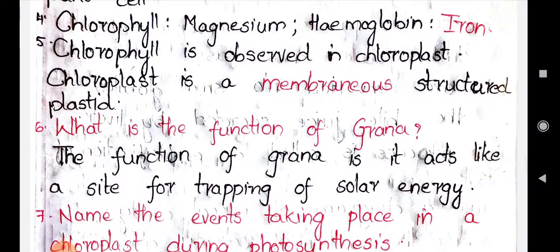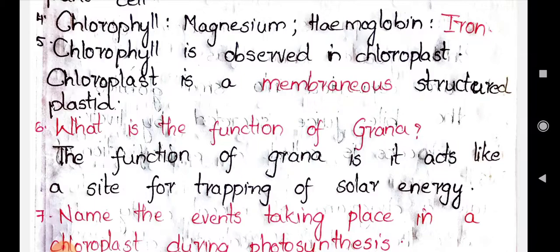If you know the structure of the chloroplast, then automatically you can know the parts of the chloroplast. If you want to know more about the chloroplast, I have already done a video regarding this topic. You can go and watch the video to know the structure of the chloroplast. Here, grana is one of the most important parts of the chloroplast. They are asking what the function of the grana is. The function of the grana is that it acts as a site for trapping of solar energy.